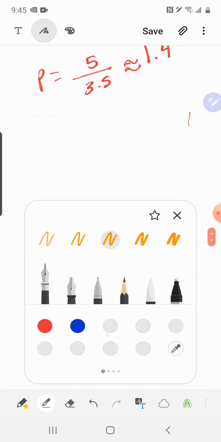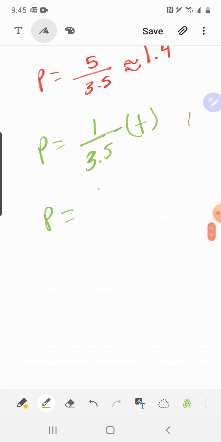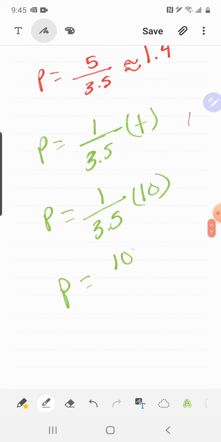All right, the next one, I'll use green. So I got P is at 10 minutes. P is equal to 1 divided by 3.5 times T. And so P is equal to 1 divided by 3.5 times 10. All right? Because now I want to figure out what it is in 10 minutes. And so I got P is equal to 10 divided by 3.5. And P is approximately equal to 2.9.